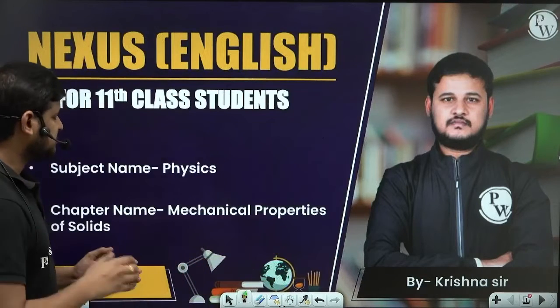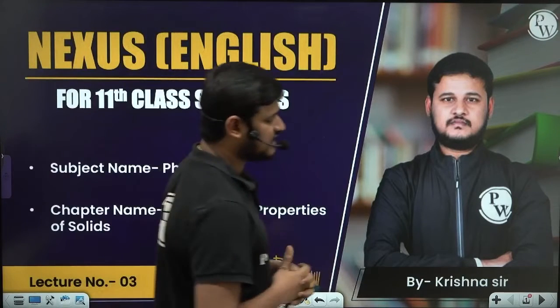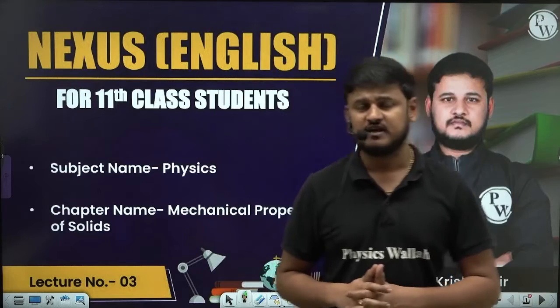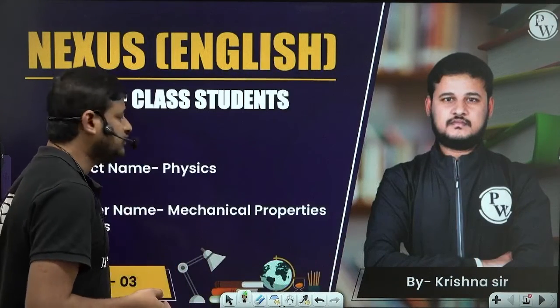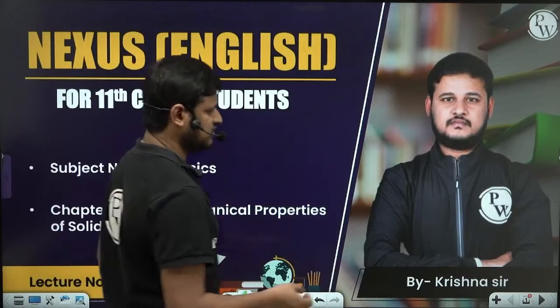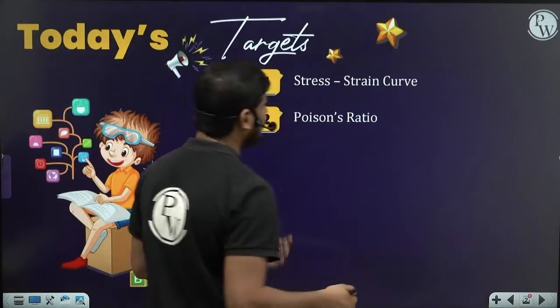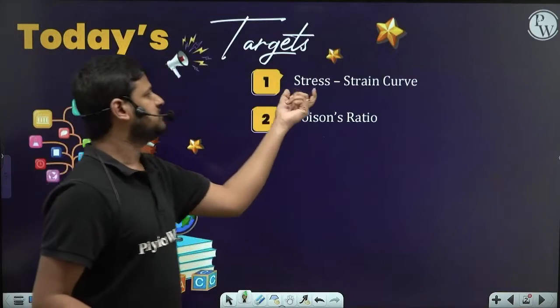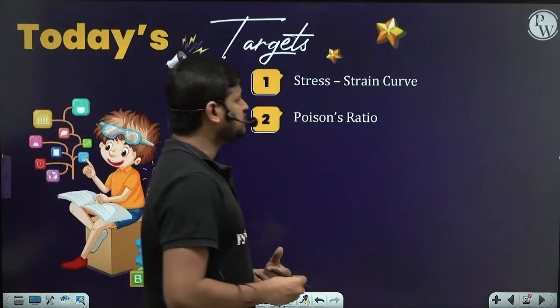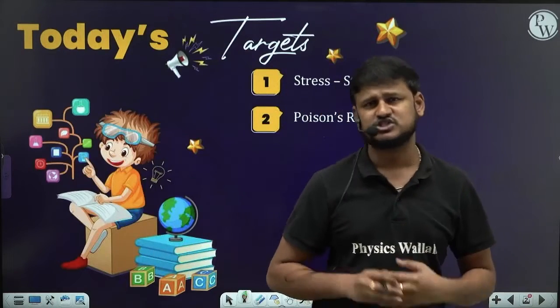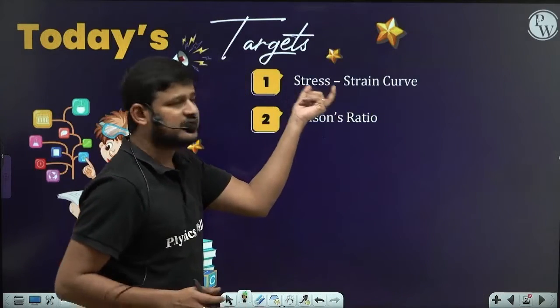In the last session we started the mechanical properties of solids, where we already dealt with 2 lectures in it. So today we are going to deal with lecture number 3. In lecture number 3 we are going to focus on the stress strain curve and the Poisson's ratio. These two are simple and short topics. From here you will get the theory questions.